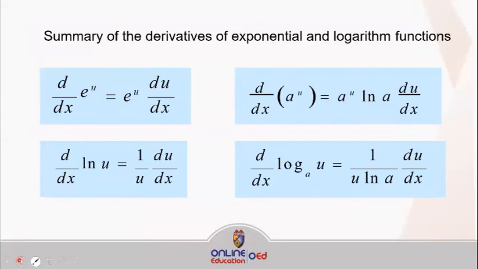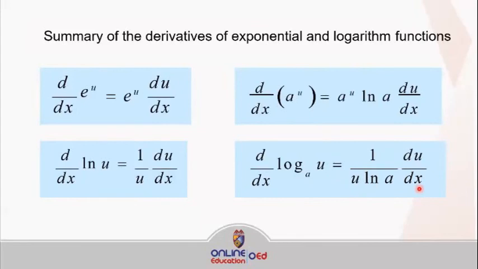And therefore, here are the derivatives for the exponential and logarithm functions. Again, d over dx of e raised to u is equivalent to e^u du over dx. For the ln, d over dx ln u is equal to 1 over u du over dx. For a, d over dx a raised to u is equal to a^u ln a du over dx. And for the logarithm, d over dx log u is 1 over u ln a du over dx.